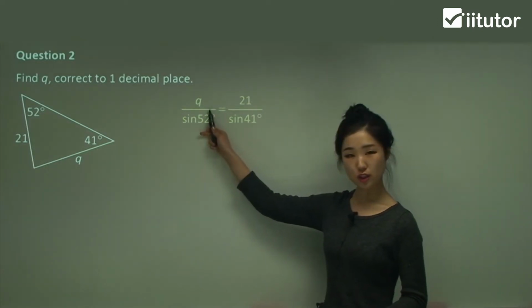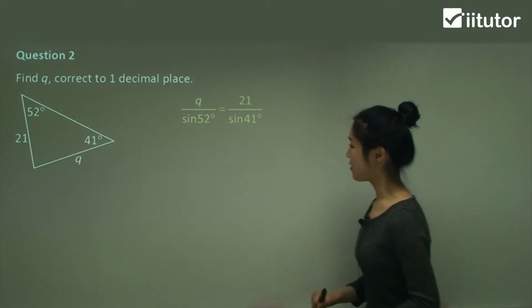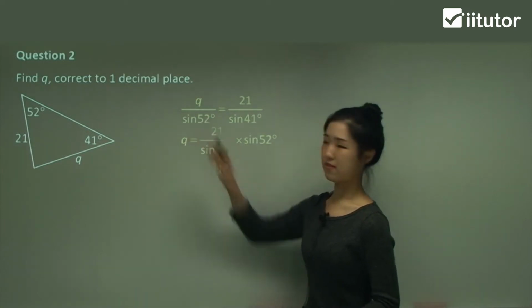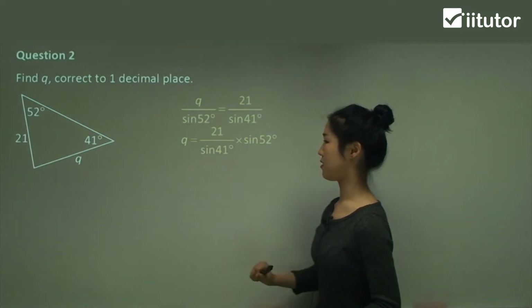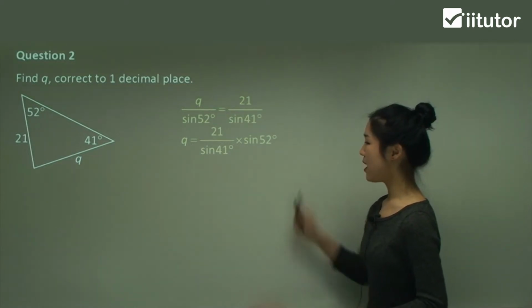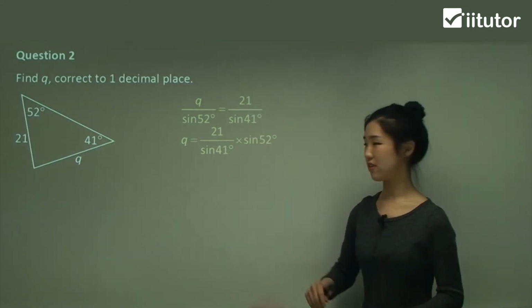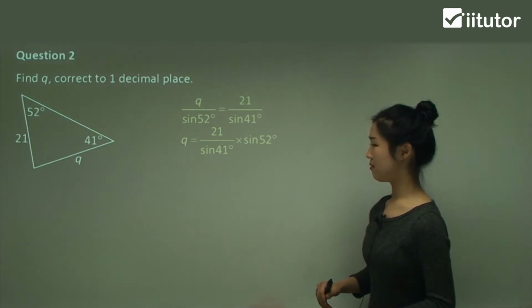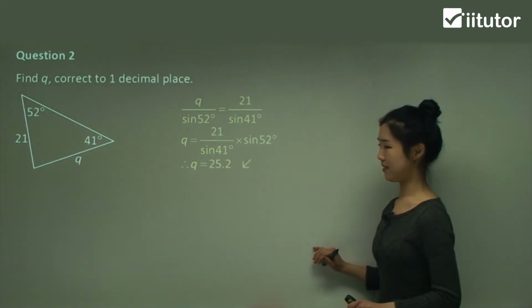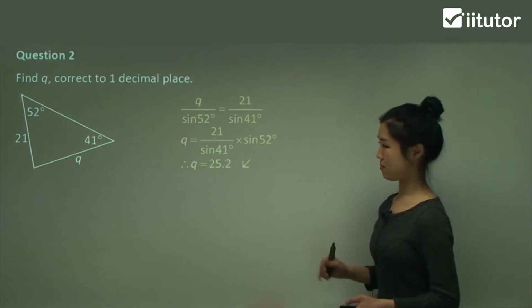Now I want Q, so we should multiply both sides by sine 52 degrees, and that will be eliminated on this side, so we simply have Q left on the left hand side. Can you see what I did? Just a bit of algebra, and all you need to do is put that into the calculator, check what you get, see if you get this answer, 25.2 to 1 decimal place. Very, very similar to question 1.